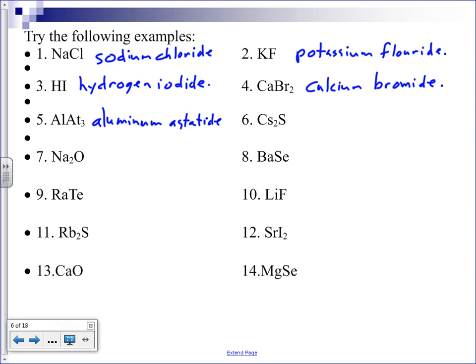So number 6, CS is cesium, S is sulfur. So we've got cesium sulfide. Whoop, not sluffide, sulfide. And you can spell that pH, you can spell it F, either one is fine. Okay, for number 7, we've got sodium and oxygen, so we've got sodium oxide. Again, we don't have to indicate that there's a 2 there because it's an ionic compound. That's the only possible way those 2 can go together. All right, number 8, we've got barium and selenium, so this is barium selenide or selenamide, either way is fine.